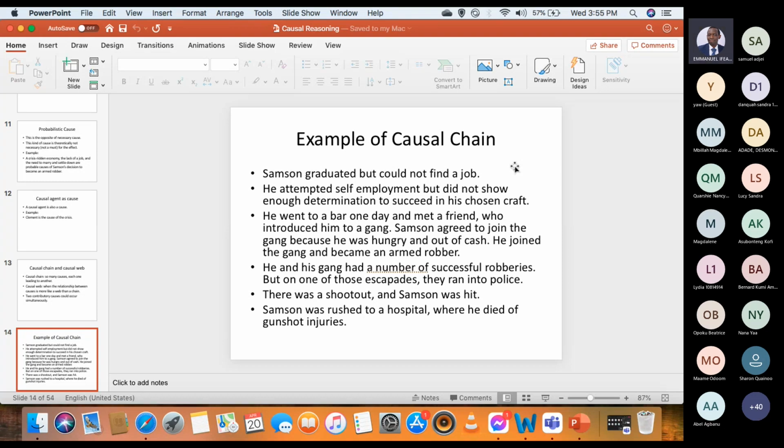Then he and his gang had a number of successful robberies, but in one of those robberies, they ran into the police. Then it led to the next effect. There was a shootout, and Samson was hit. Then from there, Samson was rushed to a hospital where he died of gunshot injuries. So this is a chain of causes which began from unemployment down to dying of gunshot injuries. That's a causal chain.